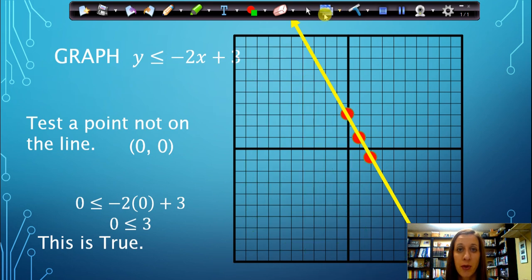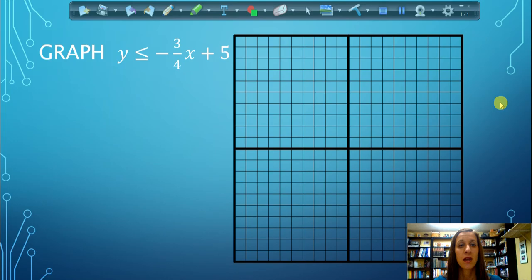Okay, we'll graph a couple more. Okay, so let's graph y is less than or equal to negative 3/4 x plus 5. So we will start at 5, and we're going to go down 3 over 4. We should connect our line with a solid line for the equal to.